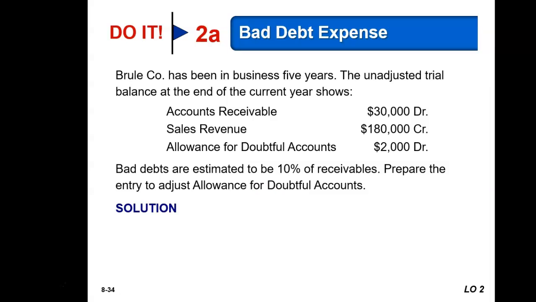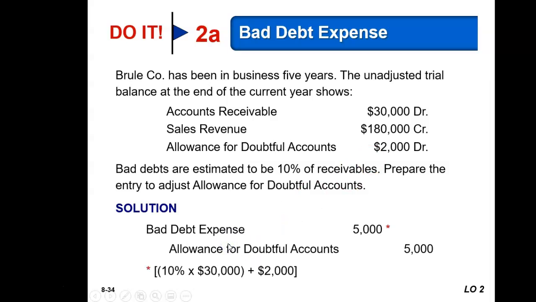So the question is, first we want to figure out what should be the allowance for doubtful account ending balance based upon 10% of our receivables, and it says the allowance for doubtful account has a debit balance in the amount of $2,000. Okay, so we're going to debit bad debt expense for $5,000, credit the allowance for doubtful account for $5,000. You're like, what? How'd you get $5,000? I'm glad you asked that question.